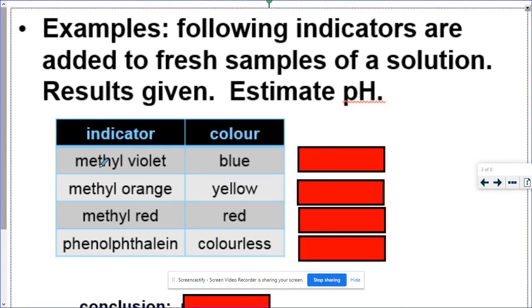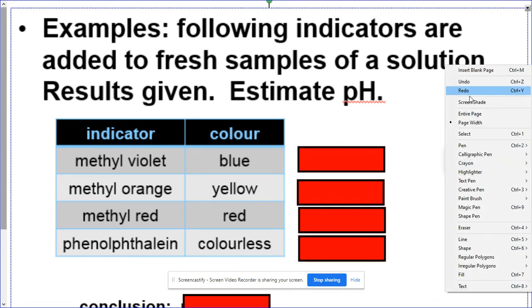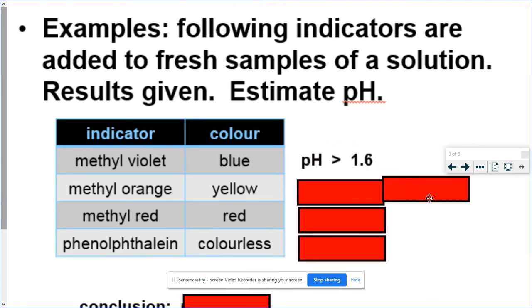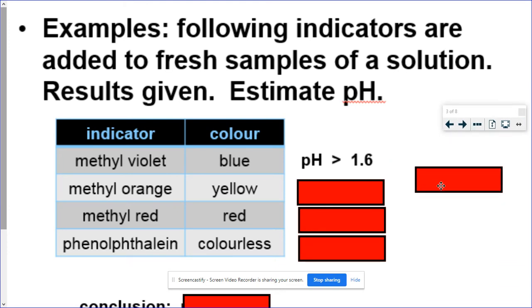So what we're going to do is start by putting methyl violet in it. And what we notice is that when we put methyl violet in it, the color turns blue. So if you look up methyl violet in your data book, you see that methyl violet will turn blue as long as the pH is greater than 1.6. So methyl violet will change to blue in a pH of greater than 1.6.